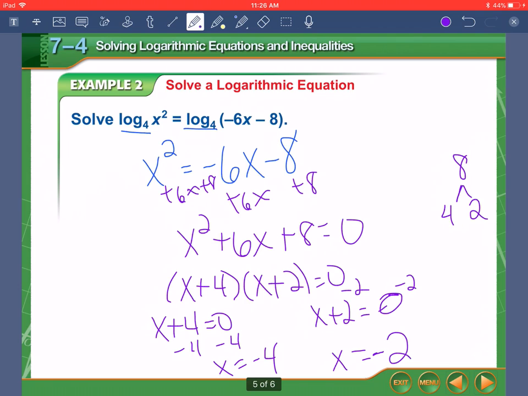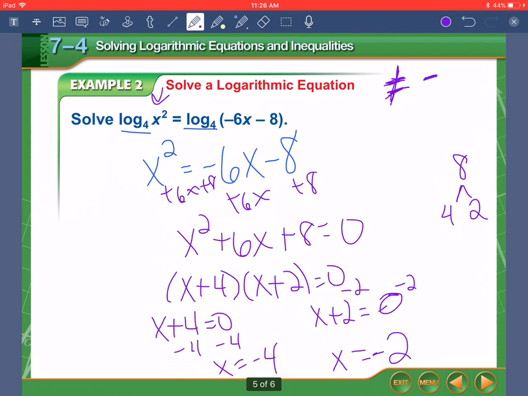Now, something you always have to check. You can never take the log of a negative number. So you have to double check that when you plug in whatever you get for x, that you're not ending up taking the log of a negative. So this right here can't be negative.